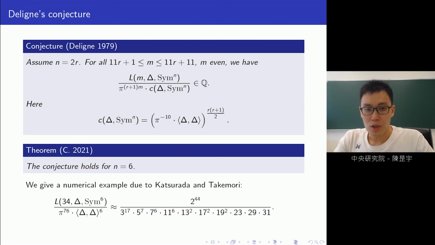We give a numerical example. We consider the symmetric 6th power L function, and we consider its value at 34, and we divide by the proposed period. Then this ratio is approximately equal to the rational number on the right-hand side. So my research is focused on this kind of algebraicity phenomenon for higher degree L functions. For example, symmetric 6 is a degree 7 L function.